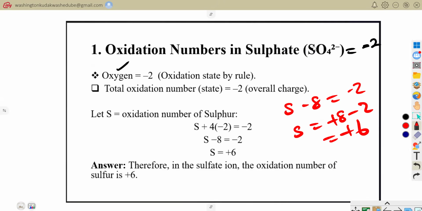So we have come here and said that the oxidation state for sulfur is S, and the oxidation state for oxygen is -2. But we have 4 atoms of oxygen.